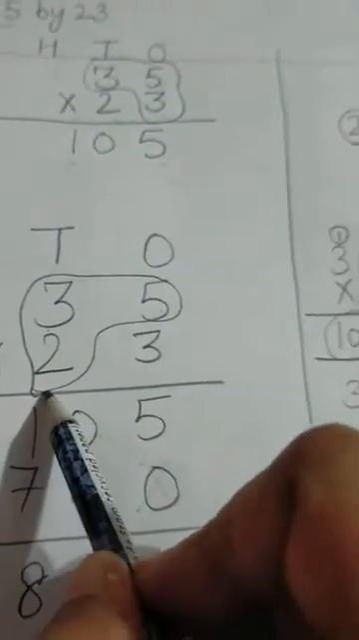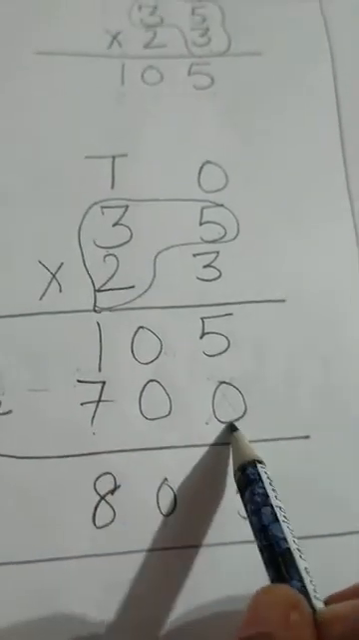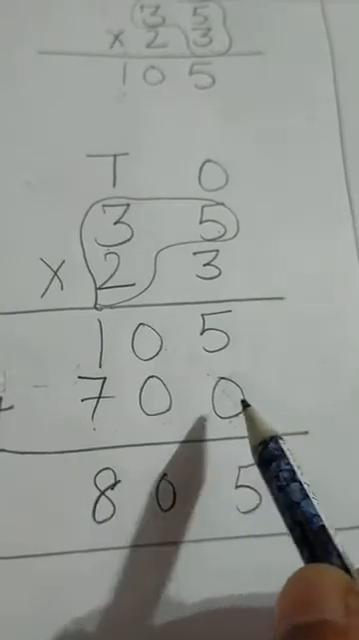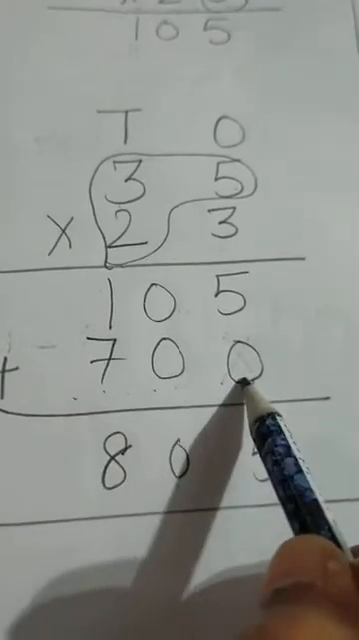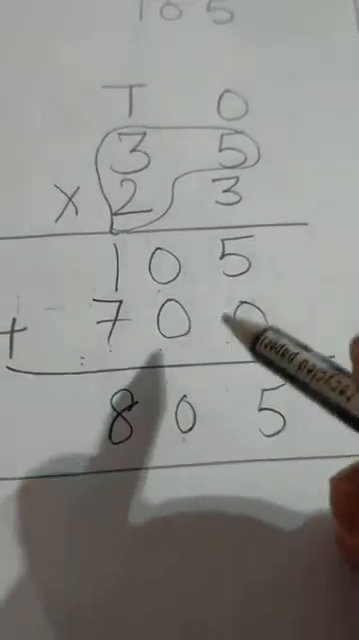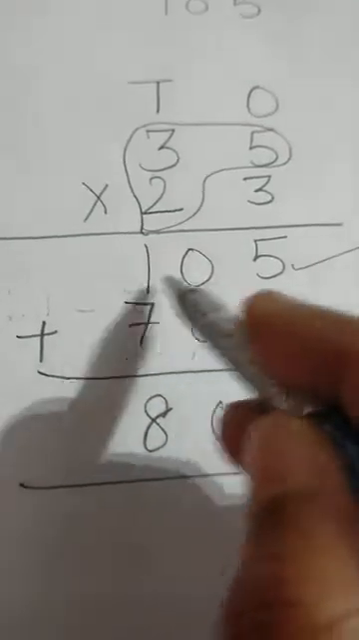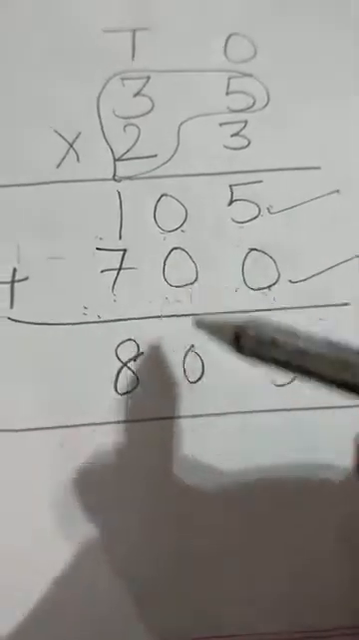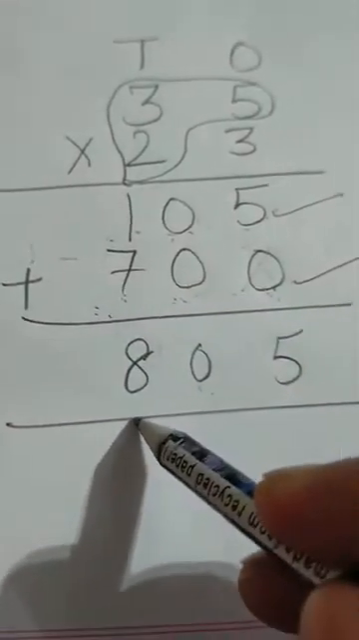So how will you write this? Firstly, we have written 105, which is 35 multiplied by 3. Then 35 multiplied by 20 is 700. We start writing from the right hand side, ones, tens, hundreds, and we will write it carefully. After that, we got these two products, 105 and 700. We will add these both. 5 and 0, 5. 0 and 0, 0. 1 and 7, 8. So we got 805. Then what is the product? That is 805.